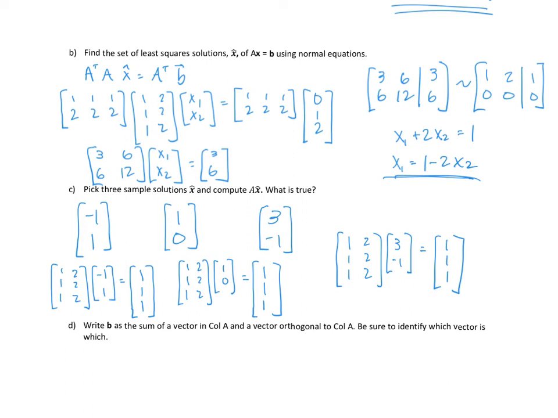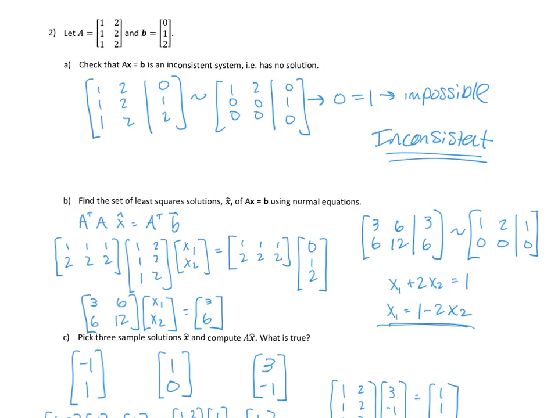That's because 1, 1, 1 is my b hat, right? So I'm multiplying A times x hat, and I'm getting as close as possible to b as I can. This is as close as you can get to b, but still be in the column space of A. So let's go back and remind ourselves what b was. B was 0, 1, 2, right? So that means that my b hat, 1, 1, 1, is as close as I can get by taking a linear combination of the columns of A. The closest I can get to 0, 1, 2 is 1, 1, 1.